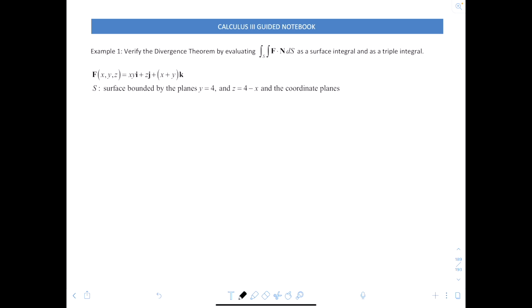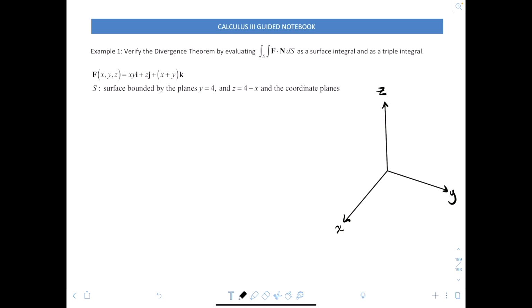So we've got the vector field xy times i plus z times j plus quantity x plus y times k. And the surface is bounded by the planes y is 4, z is 4 minus x, and the coordinate planes. So let's think about what that looks like. It's nice to have a picture of what's going on, right?